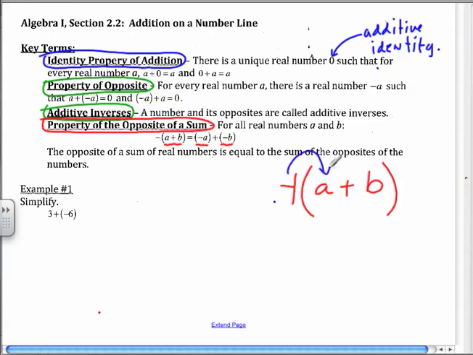So negative 1 times a gives me? Negative 1a, or just negative a. Good. And negative 1 times b, or positive b, is what? Negative 1b, or negative b. Exactly. And that's what this is saying. So we're clear on that.